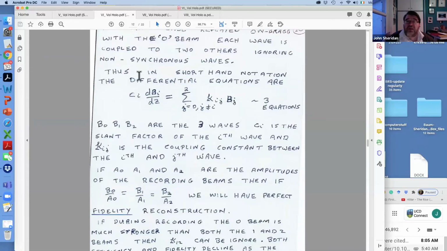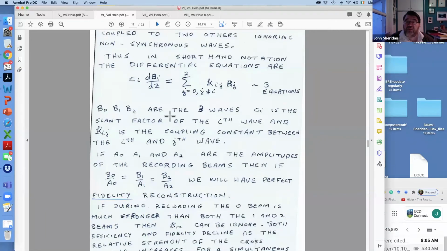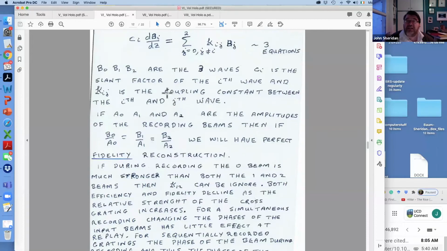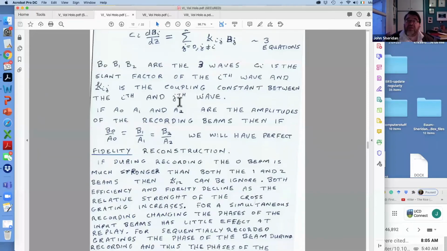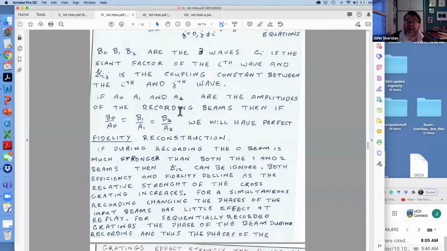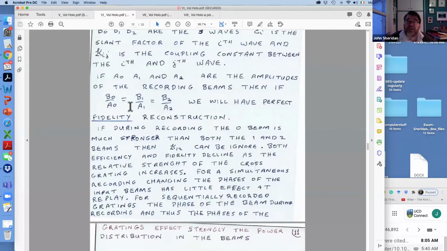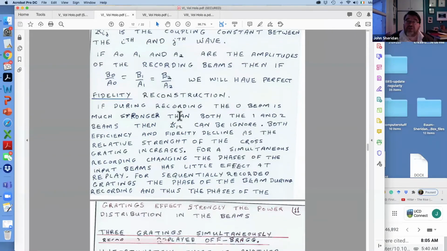In shorthand notation, the differential equations are like this. We have this obliquity factor, the first order rate of change. They're all on Bragg. And then we have a coupling to Bj, where we have 3 equations. So B0, B1, and B2 are the 3 waves. Ci is the slant factor of the ith wave, and kappa ij is the coupling constant between the ith and the jth wave. If A0, A1, and A2 are the amplitudes of the recording beams, then if we have fixed ratios, we will have perfect fidelity of reconstruction.